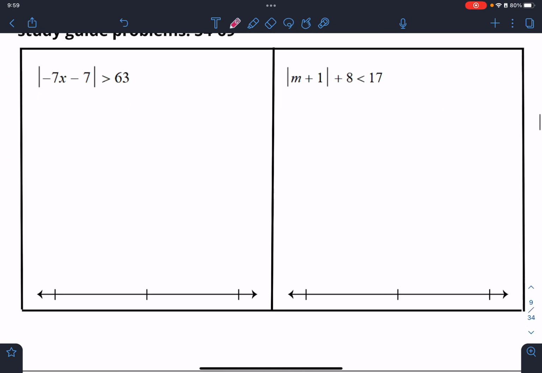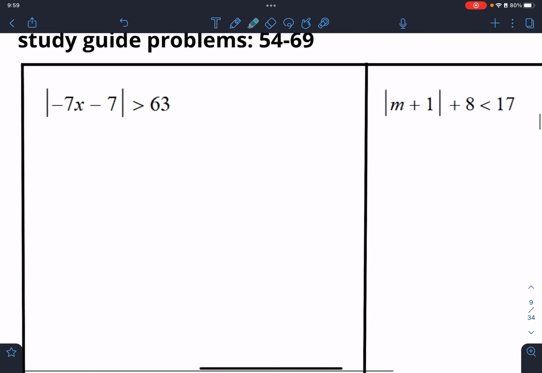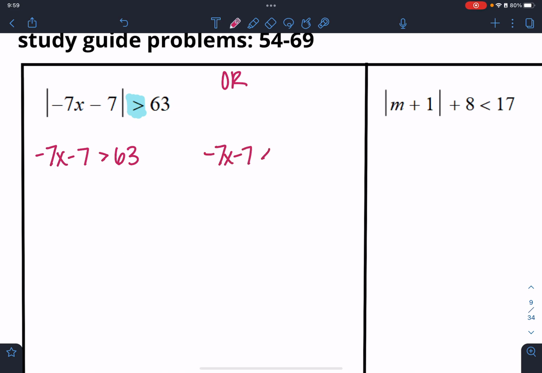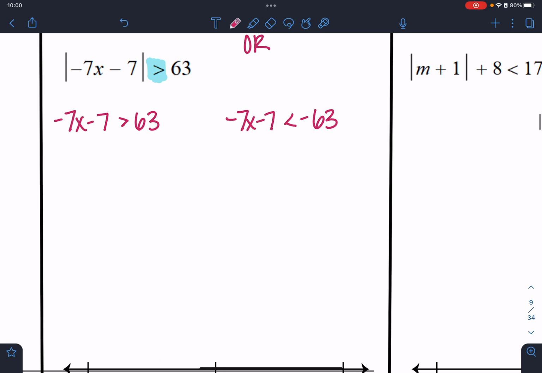Then let's look at this next one. This one is going to be a greater symbol, so it's that or inequality. We are going to shade out. So let's solve this one, and then we'll get to our answer. So we have negative 7x minus 7 greater than or equal to 63. So this one is going to be the same. Then we set up the next one, negative 7x minus 7. I flip the symbol, make it negative 63.